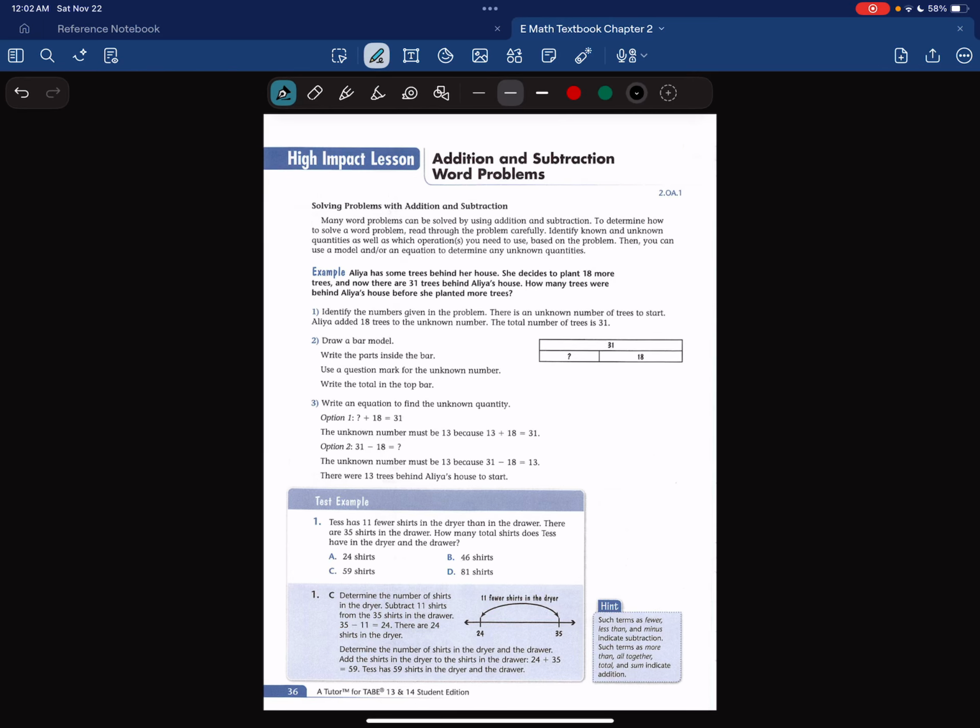I'm on page 36 of the textbook, and this is a high impact lesson. We're dealing with addition and subtraction word problems. Now, anytime you see high impact, that means that it's going to be on the test. So all of these high impact problems are important for us to understand. So let's take a look at this page.